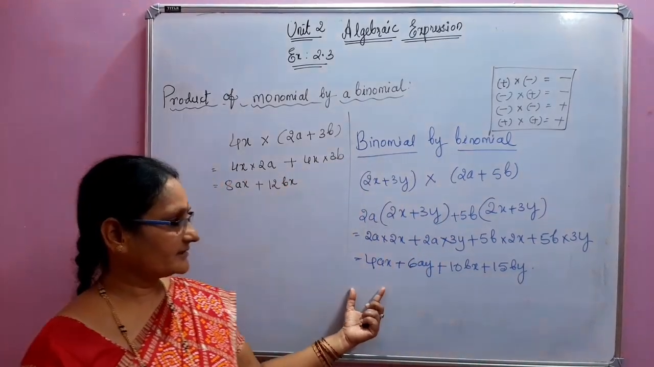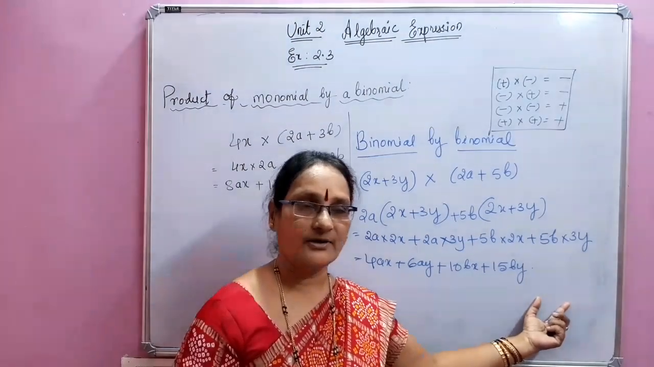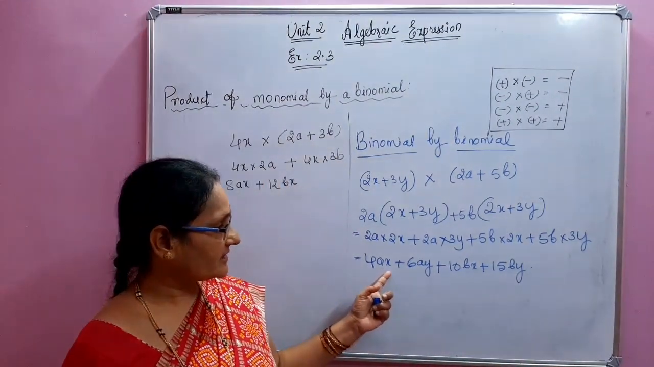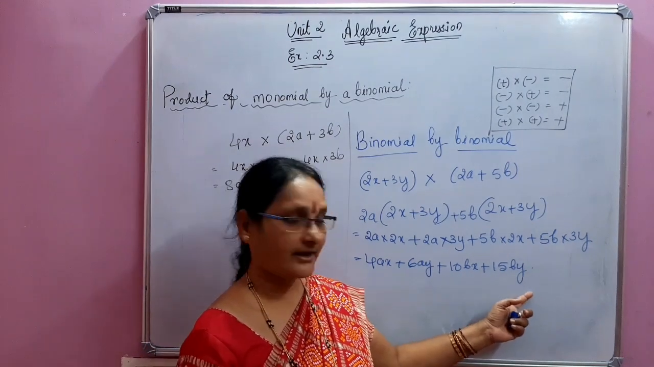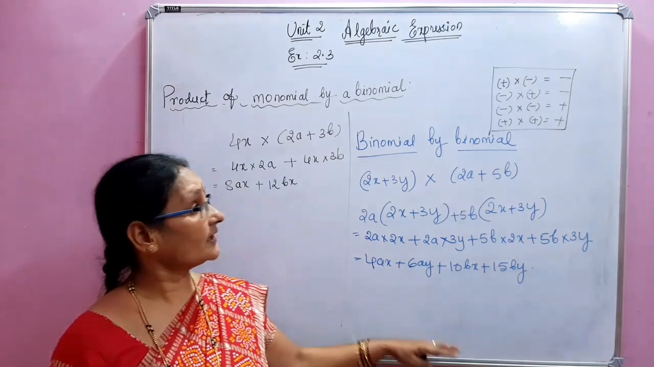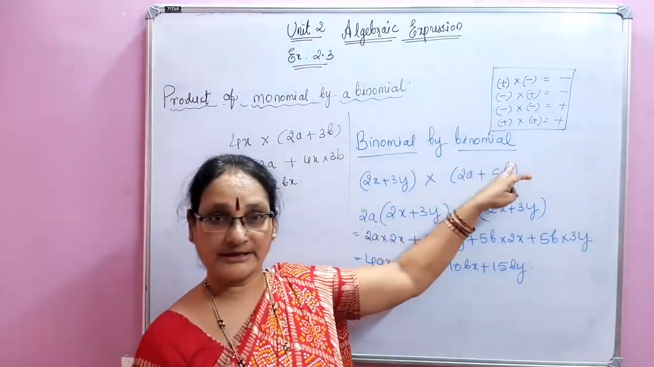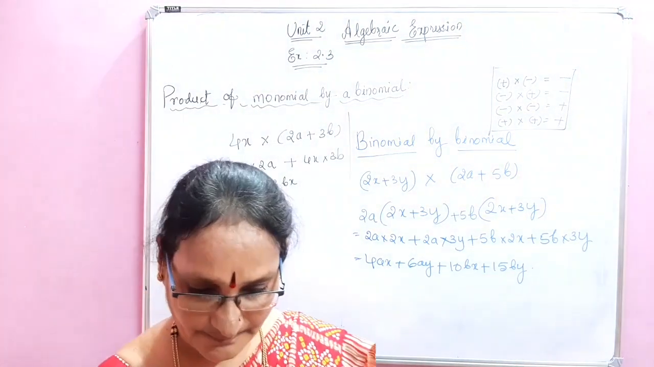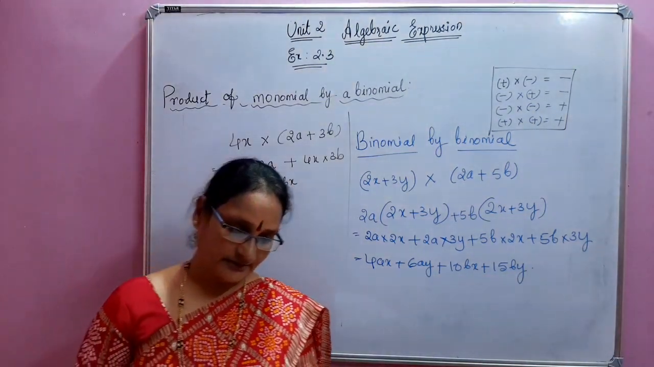Now after this, if there is any possibility of addition of like terms we can add them, but here ax, ay, bx, by, there are no like terms, so we can keep the answer as it is. This is binomial by binomial, children. You try it in the exercise 2.3. Some sums are there, you try it.